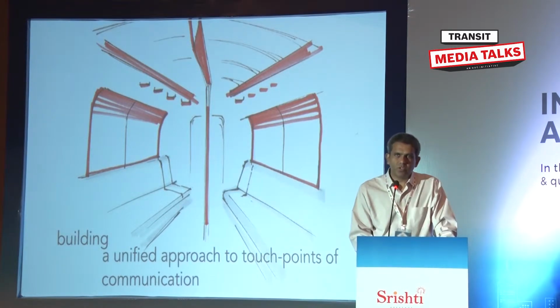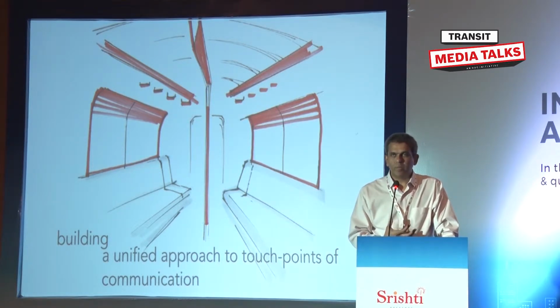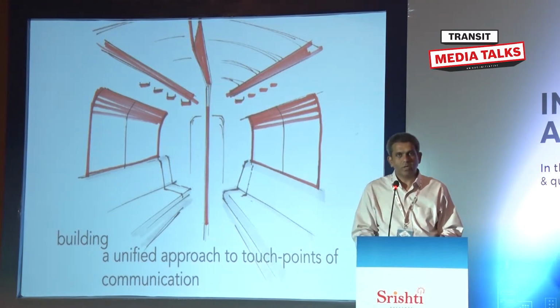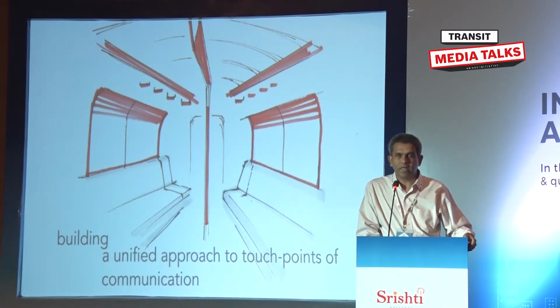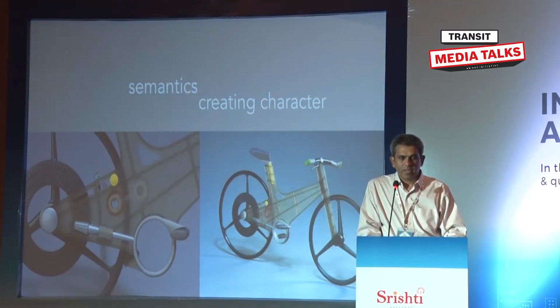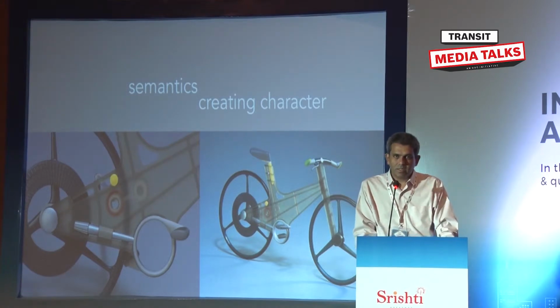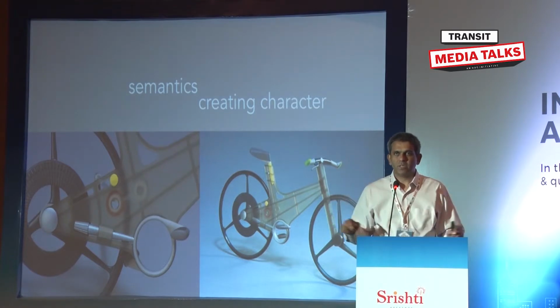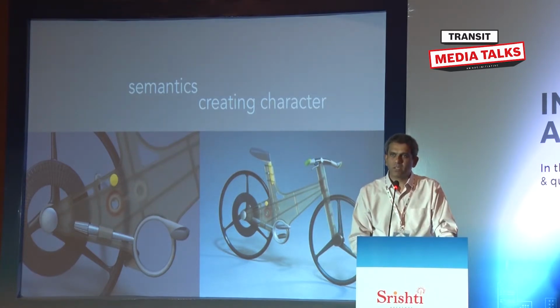So the approach to transit media, at least what I believe, is not about single, isolated elements, it's about a unified approach to touch points of communication. And that unified approach can let you define the true value of what you need to do for each of the touch points that a consumer sees. If you look at it from that perspective, there's a lot of innovation that can open up. Semantics is a big part. Semantics, aesthetics, beauty. I think we miss this point and just assume that it's about the content that's coming on a screen or on a surface.